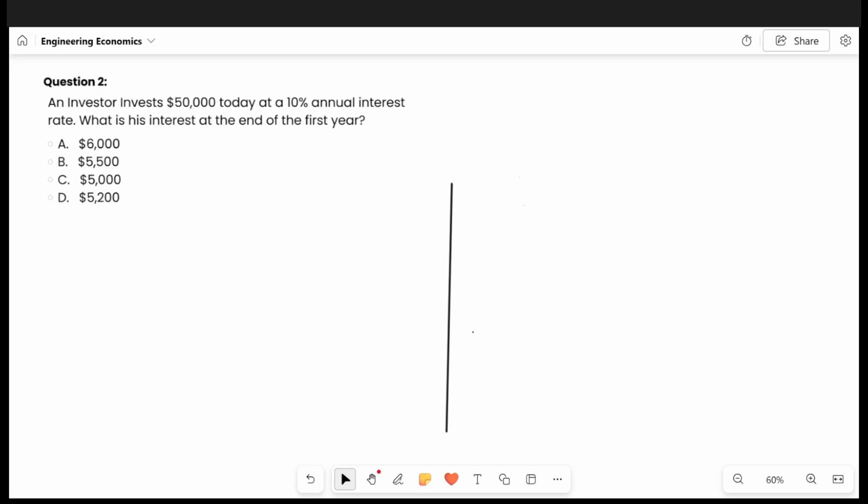An investor invests $50,000 today at a 10% annual interest rate. What is his interest at the end of the first year?